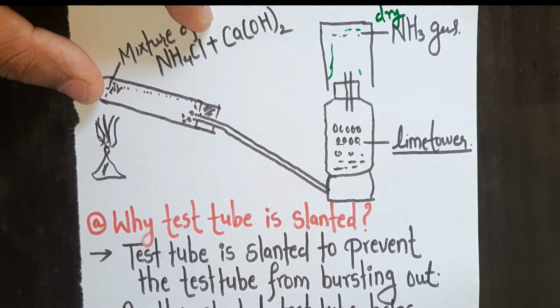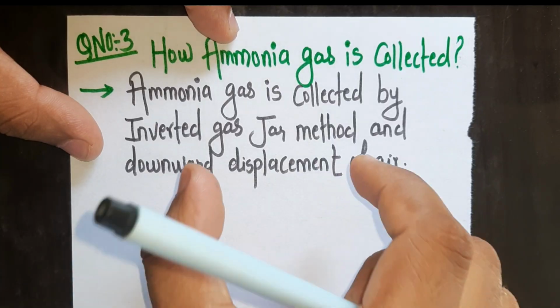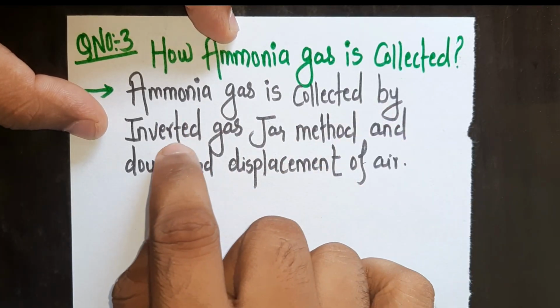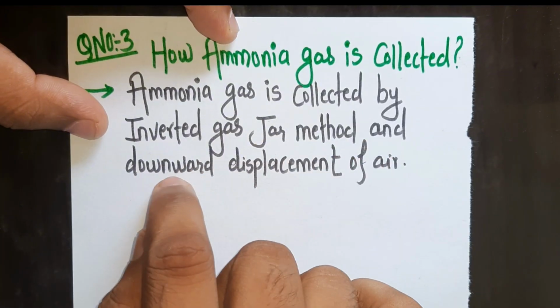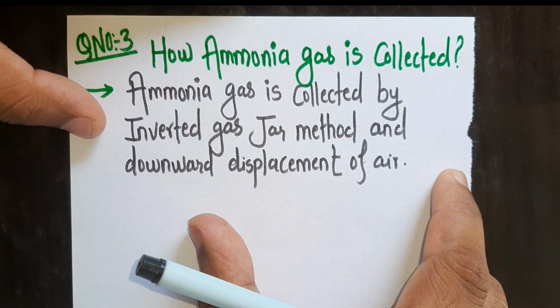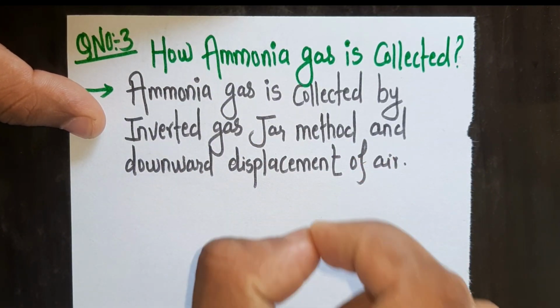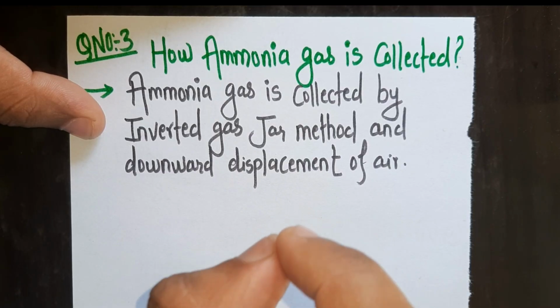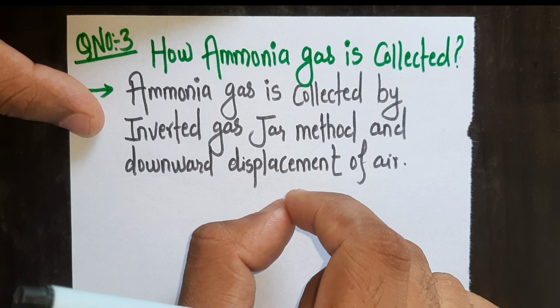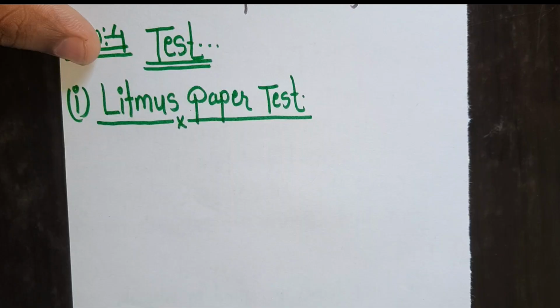So let's write the answer. Okay, let's keep the answer very simple. Ammonia gas is collected by inverted gas jar method and by downward displacement of air. As simple as that. The answer should be very logical, simple and to the point, and you should present it that way in your examination. Okay, now let's enter the next topic.